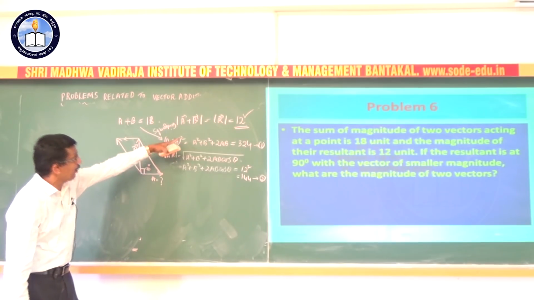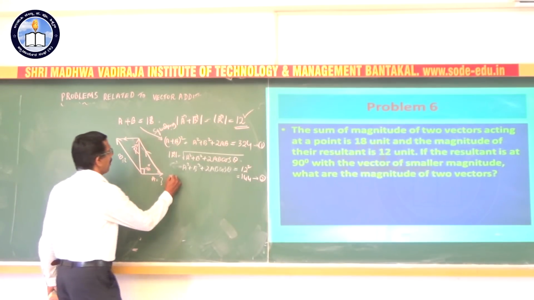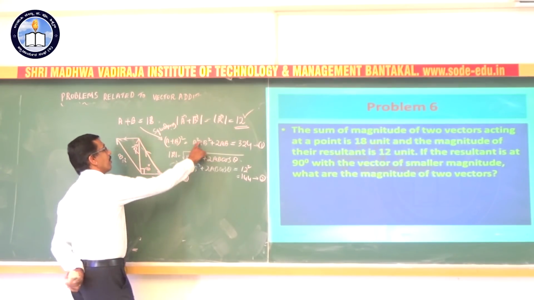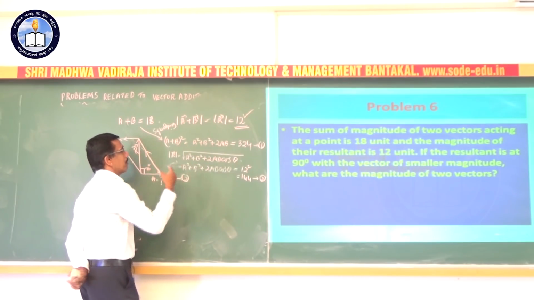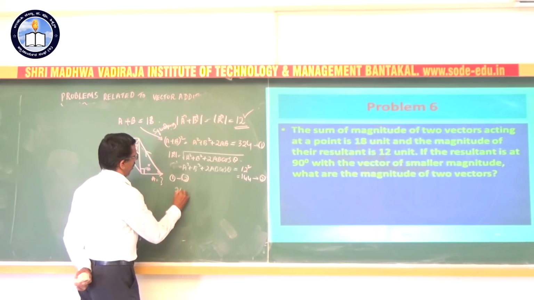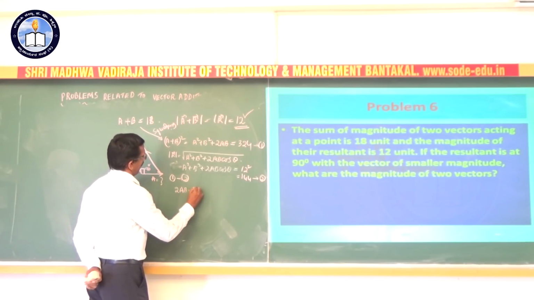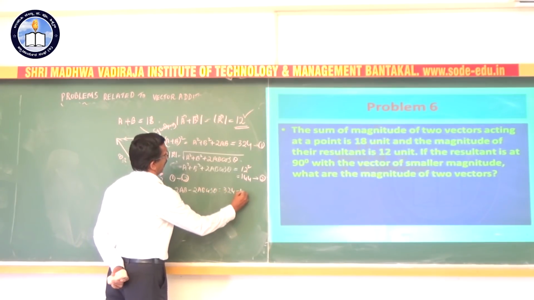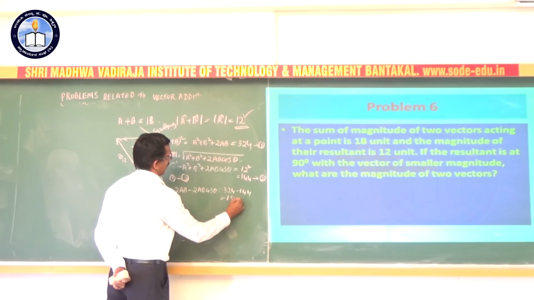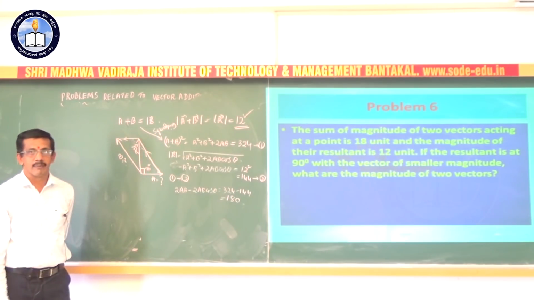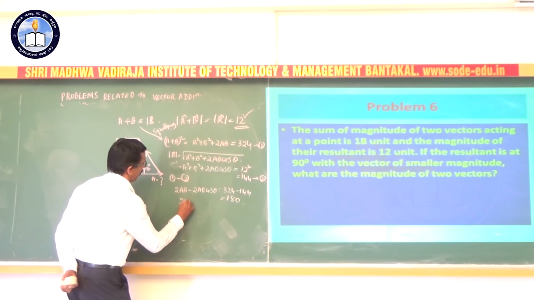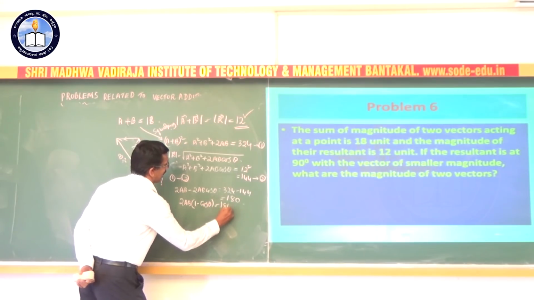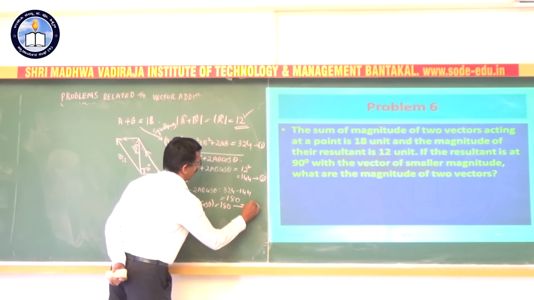I want to get the magnitudes of A and B. So if I do 1 minus 2, equation 1 minus equation 2, what will I get? A square minus A square, B square minus B square cancels. What is left? 2AB minus 2AB cos theta is equal to 324 minus 144, which is 180. Or 2AB into 1 minus cos theta is 180. For this, I will give equation 3.